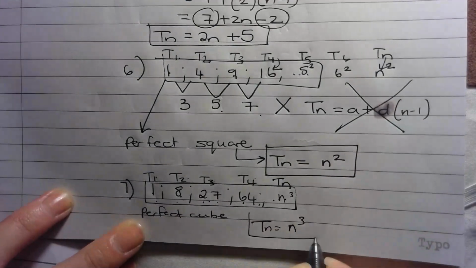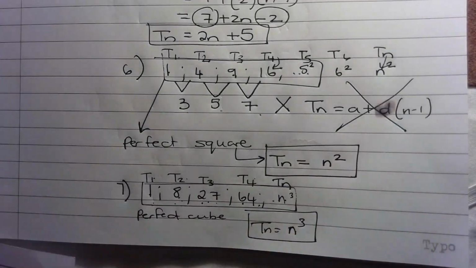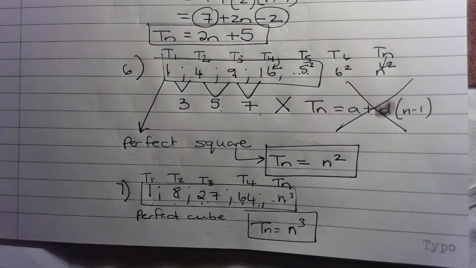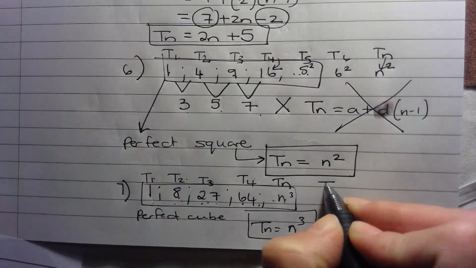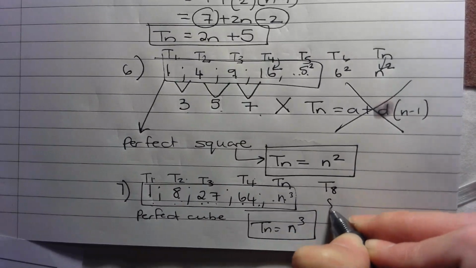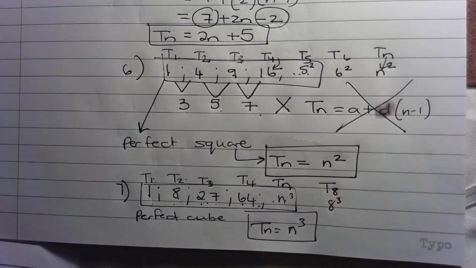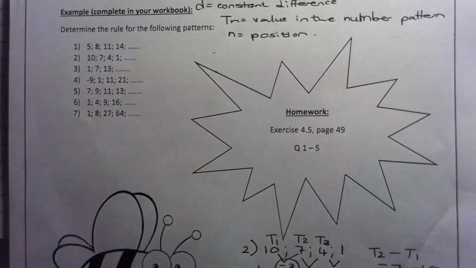So it's also one that you can study off by heart, the rule. You cube the position that you're in. So if you want to know what the 8th number is, you can just say 8 cubed. And that will give you the number. The value in the pattern is Tn. Alright, so that covers all of the patterns on that worksheet.